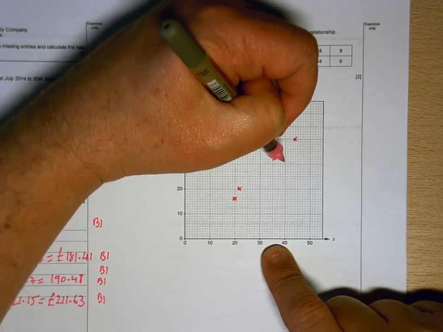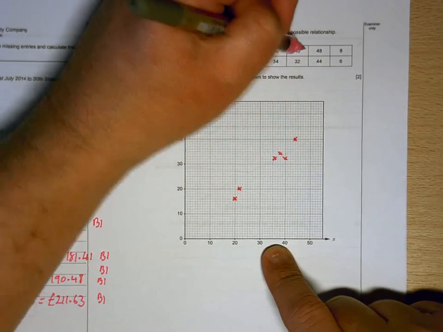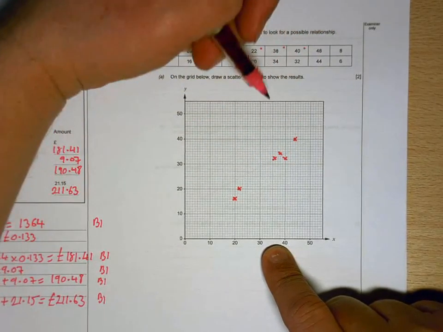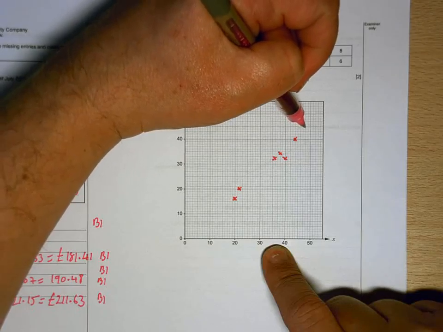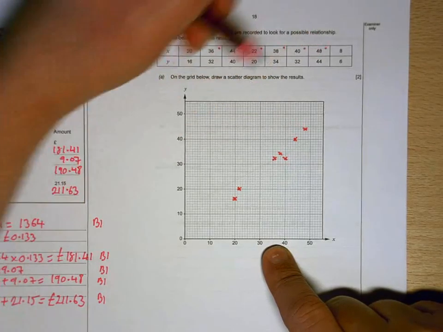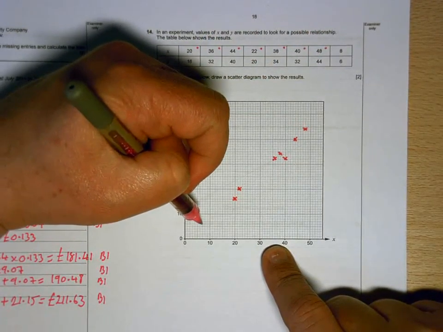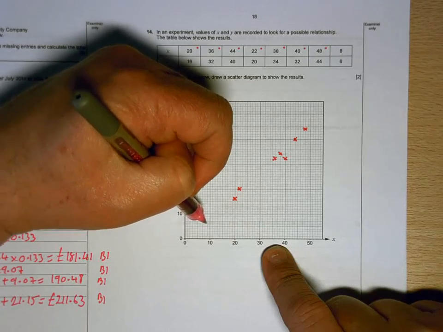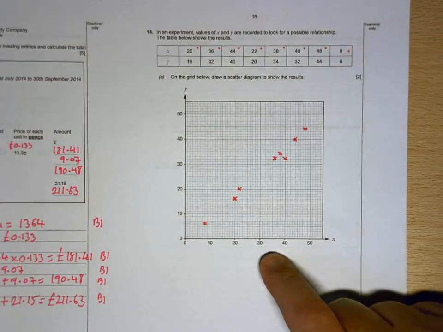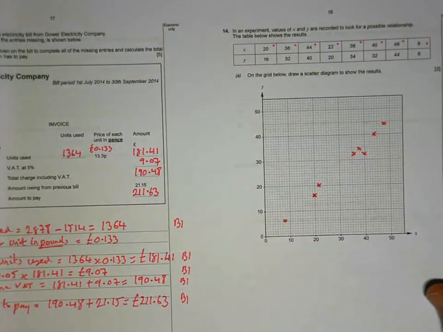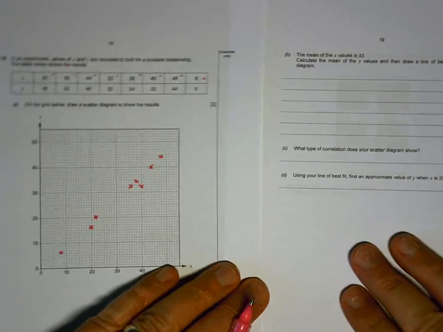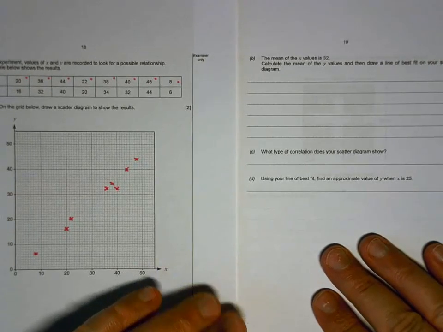40, 32 is there. 48, 44 is there, and 8, 6 is there. So got that plotted, and then we need to see two things at once here now.